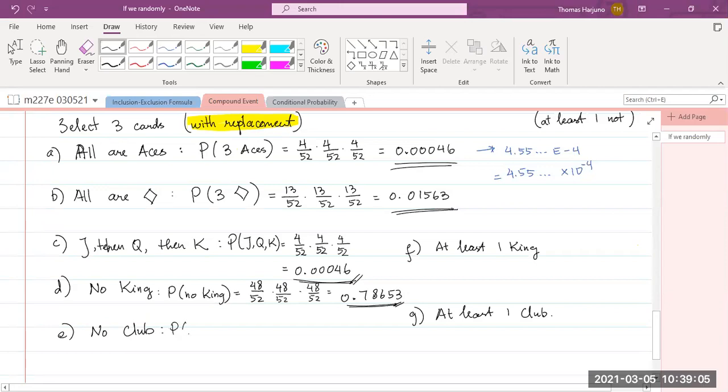Part E, probability of having no club. How many club cards? 13, so 39 cards are not clubs. That would be 39 over 52, 39 over 52, 39 over 52. Almost no fun, huh? That is 0.421875.